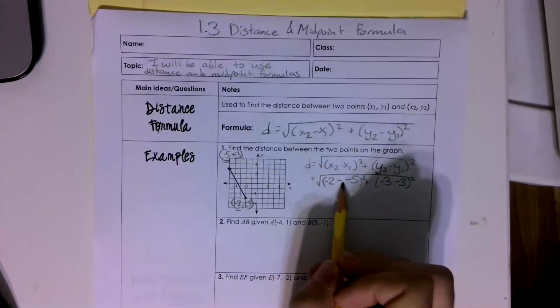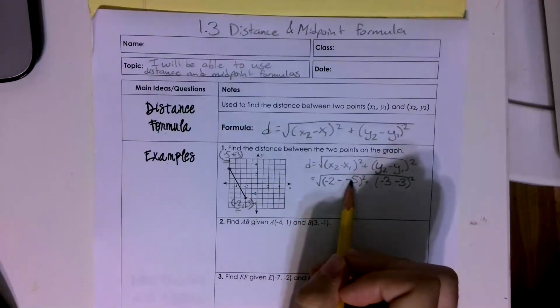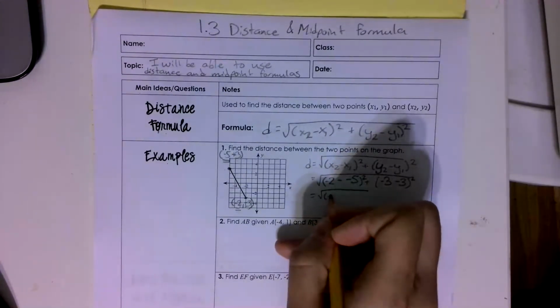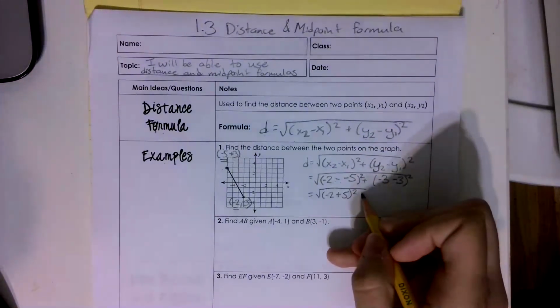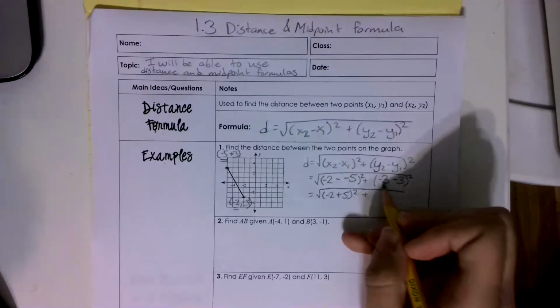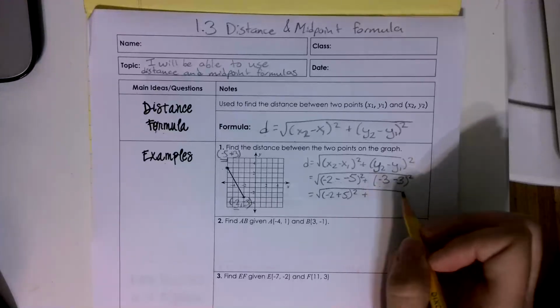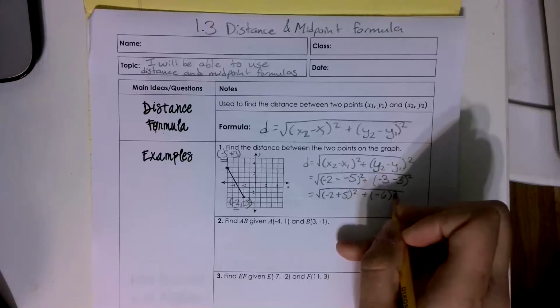Remember, we want to change our minus and negative into a plus. I know you guys know that from algebra. So we've got -2 plus 5 squared. Then we add -3 minus 3. Or we could write this as -3 plus -3. So we've got -6 here. And we're going to square that one as well.